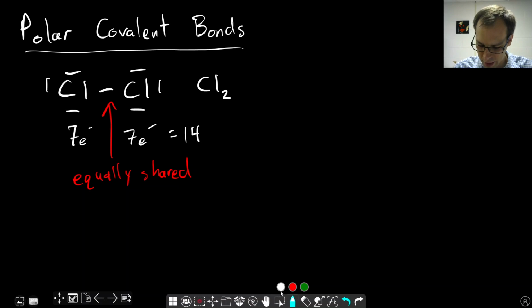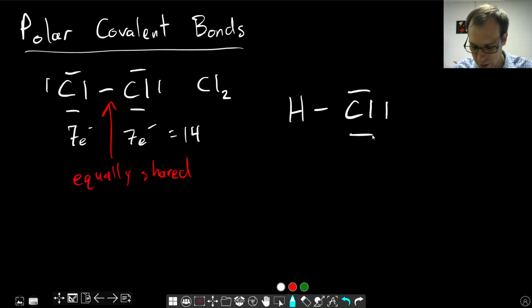On the other hand, if we look at something like HCl, we'll draw its Lewis structure. It's very similar except that hydrogen only wants 2 electrons. But we know from experimental evidence, and we'll talk a little bit more about how we know this, that chlorine prefers to have more electrons. Chlorine has a stronger pull on the electrons. So even though this forms a covalent bond where the electrons are shared, they're not shared equally. We get more electrons towards the chlorine side. And this is what we call a polar covalent bond.